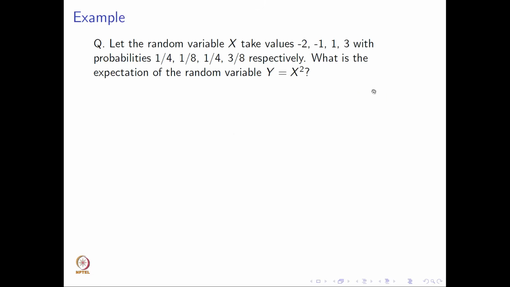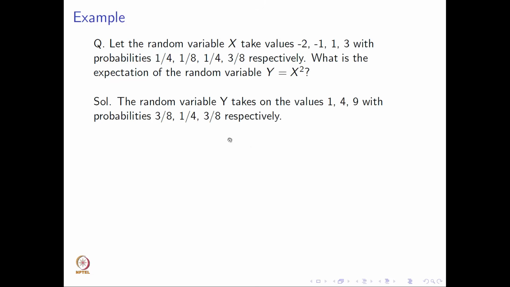Let us now look at an example in which we calculate expectations. Let the random variable X take values minus 2, minus 1, 1 and 3 with probabilities 1/4, 1/8, 1/4 and 3/8 respectively. What is the expectation of the random variable Y equals X squared? So in this question we are given one random variable, the values which this random variable takes and its associated probabilities. What we are interested in is the expectation of the random variable Y, which is defined as Y equals X squared.